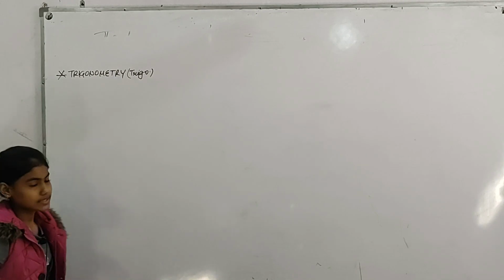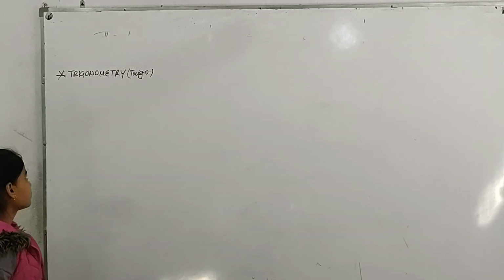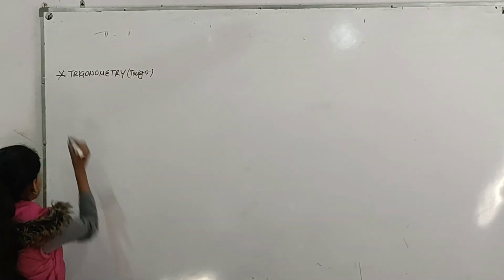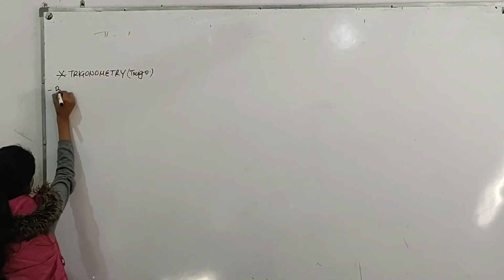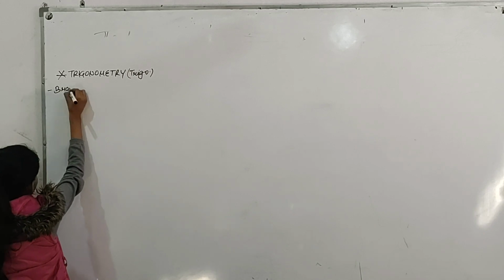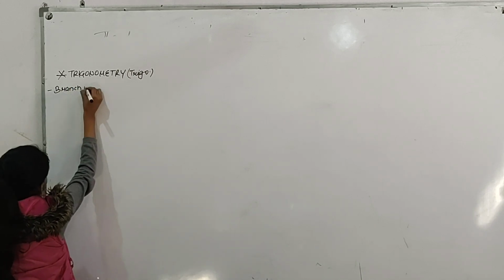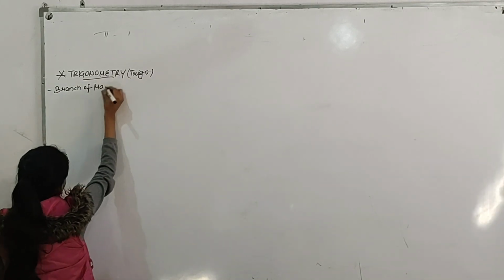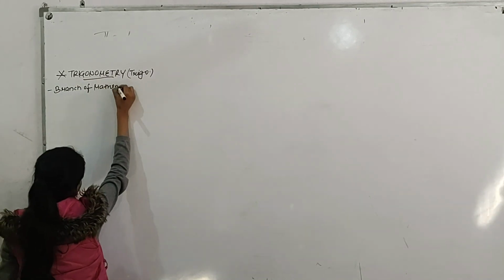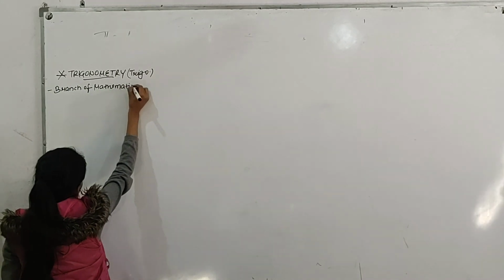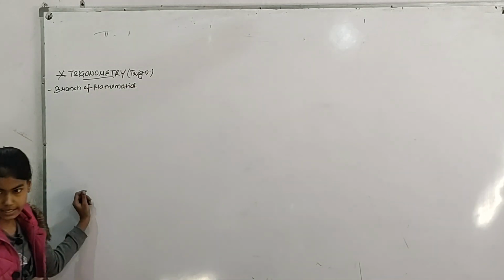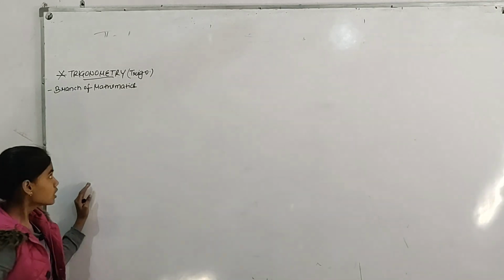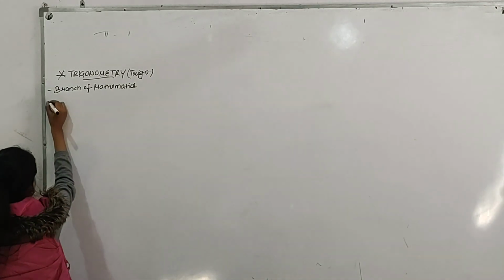So the first thing that arises in our mind after listening to the word trigonometry is, what is the meaning of trigonometry? So basically it is a branch of mathematics which provides the relationship between sides and angles of a right triangle. Now what is a right triangle? We'll discuss that in our next topic.